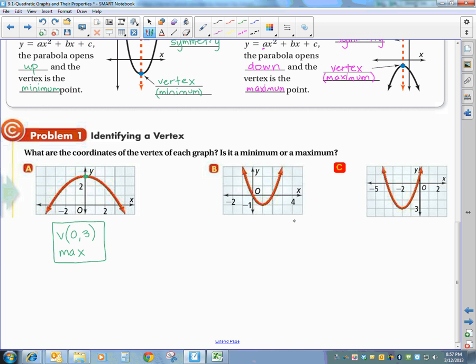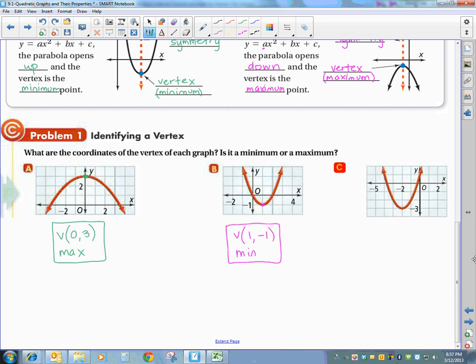Look at the next one. Okay, we're looking at this point right here, and the coordinates of the point, here's my origin, O for origin, and so from here I've gone to the right 1 and down 1. So that is (1, -1). And if my parabola is going up, hopefully you can see that that is a minimum value of my graph.